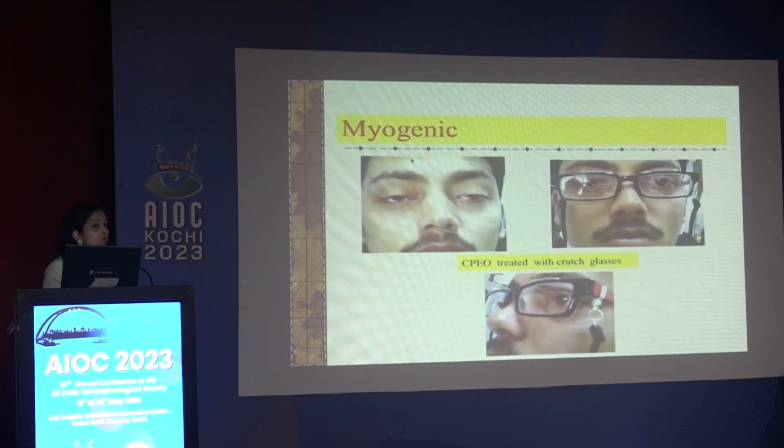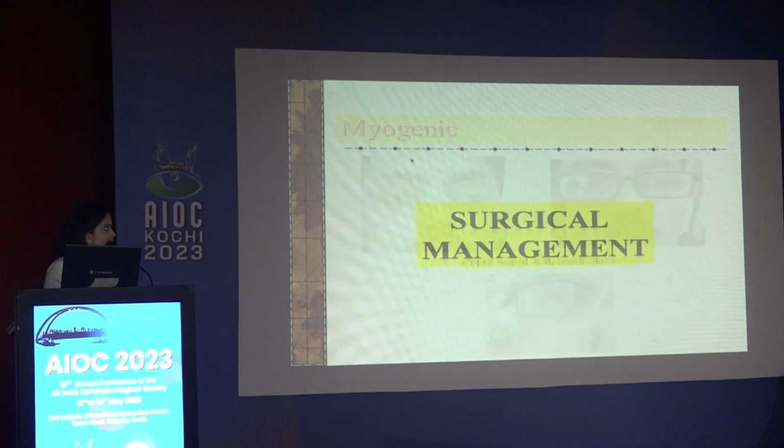In myogenic ptosis, you may have decreased extraocular movements and poor Bell's phenomenon. In these cases, you may prescribe crutch glasses and you should not go ahead with the ptosis surgery.